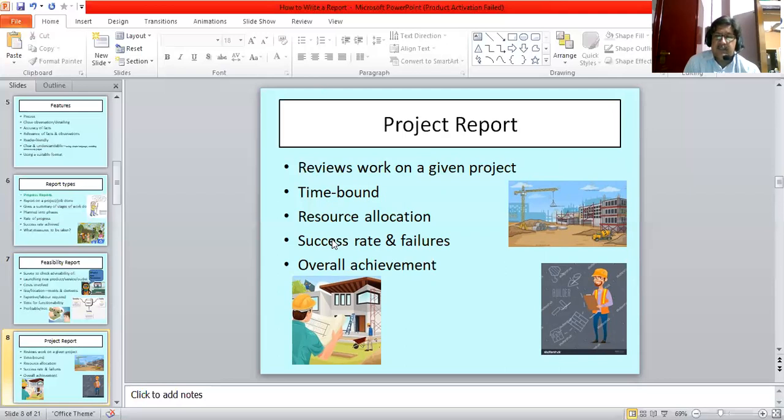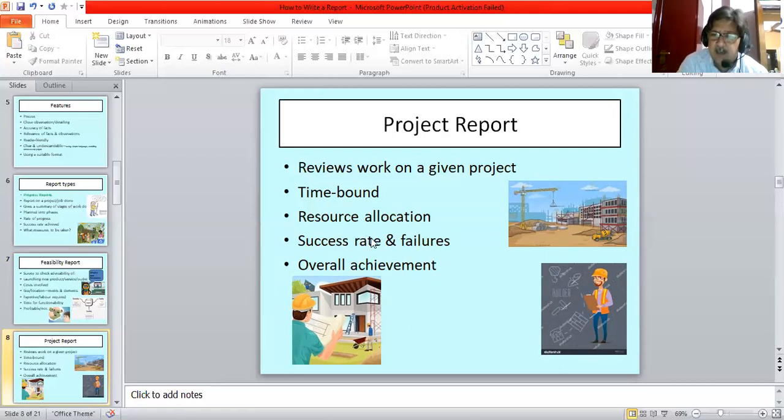What sort of resources have been allocated in this project? And obviously the success rate and failures. So how much have we achieved in this project? And if we have achieved something well, yes, of course, those are the achievements and overall achievements. So what have we done? So let's say we are constructing this sports stadium. So how much have we achieved in that project in the last 2 years? So maybe it's a 4-year project.